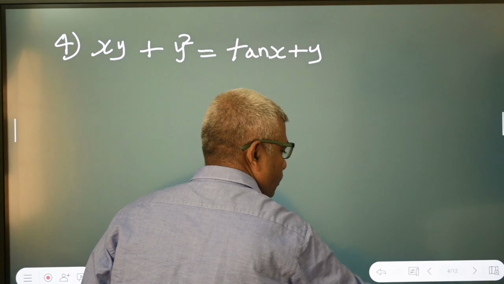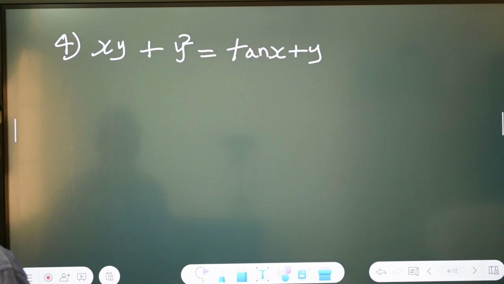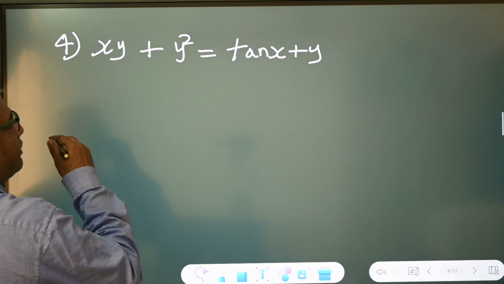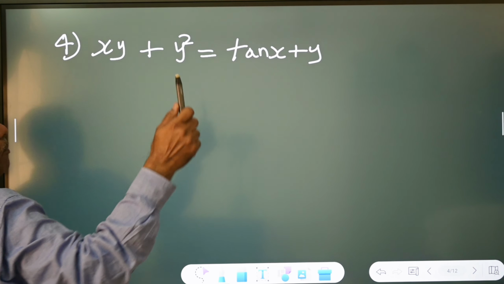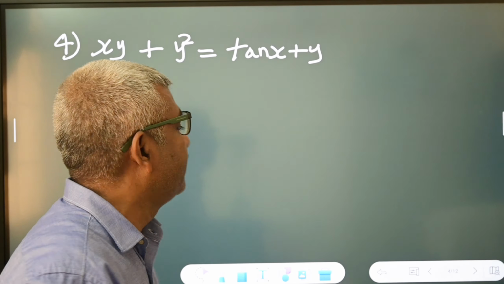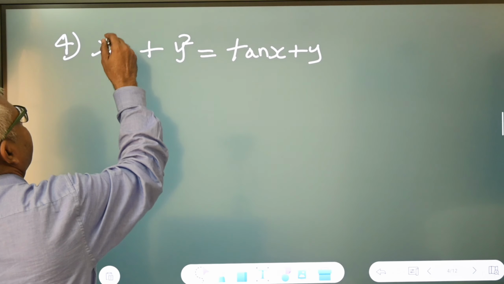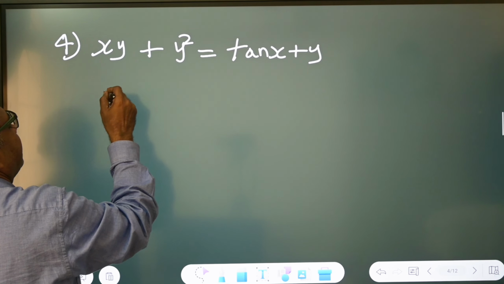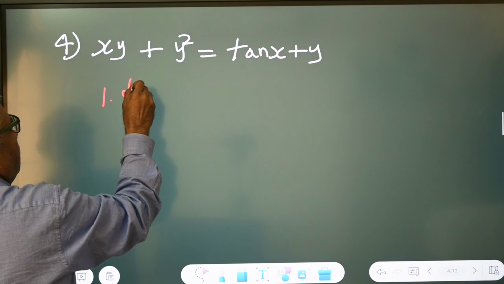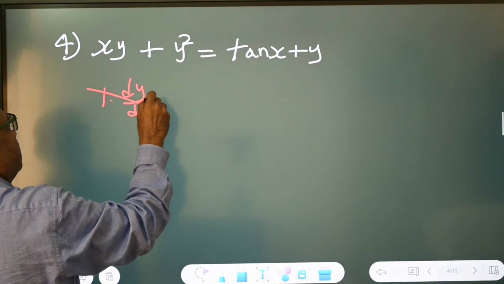Okay, go to question number 4. xy plus y squared equal to tan x plus y. Most of the people will commit a mistake. xy, they will differentiate: y dy by dx. x is 1, y is dy by dx. Wrong.